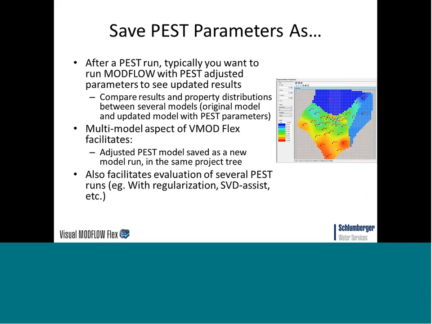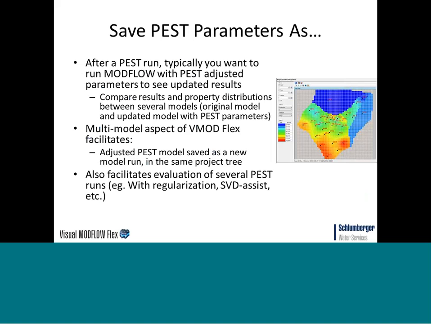After the PEST run is complete, you can also save the PEST parameters as inputs for a new numerical model. So typically you want to run your model using the adjusted PEST parameters to see what the change will be to the heads, the drawdown, or also look at the change in the calibration. So within Visual MODFLOW Flex, you can save this as a new model run within the same project, and this allows you to compare the results and the property distributions between different model scenarios, calculate the differences between heads, etc.